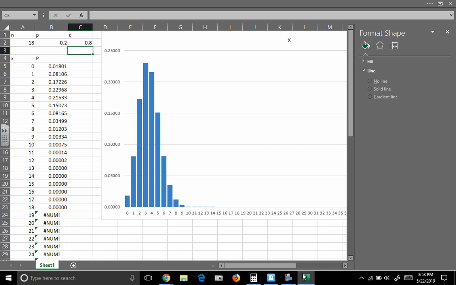Here we have a binomial distribution where we have 18 trials. The probability of success is 0.2. The probability of failure is 0.8. And this is our distribution table. These have the different values of our random variable from 0 up to 18, and these have their corresponding probabilities. And here is a graph of that probability distribution. Notice, for the most part, that almost mirrors a normal distribution, but it is skewed a little bit to one side.